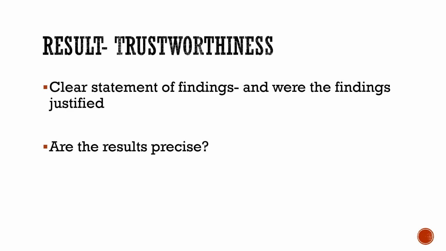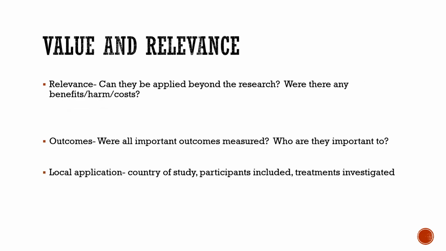Okay, so the next part, we talked about the validity. The next part is the results. The results really need to be clearly defined, clearly stated. What were the findings? Are they justified? Are the results precise? And this again is very general because we'll focus more when we talk about the specific research designs. And finally, this is repetitive, but the value and the relevance to your own situation. Can they be applied to your own research? You have to look at the benefits. You have to look at the harms.